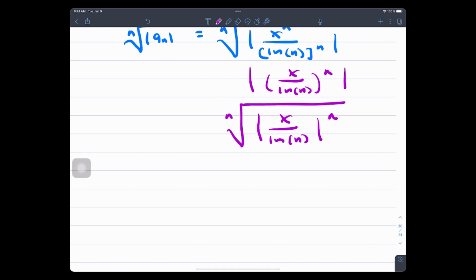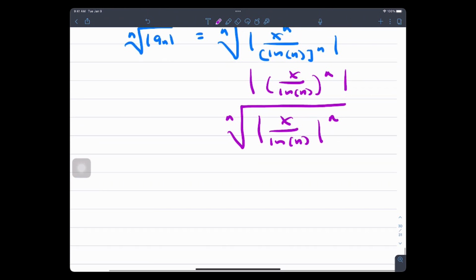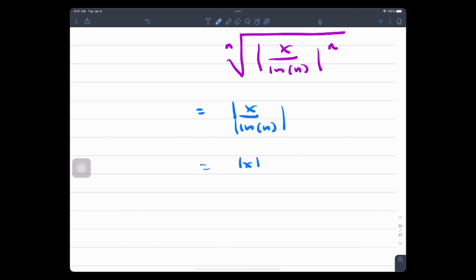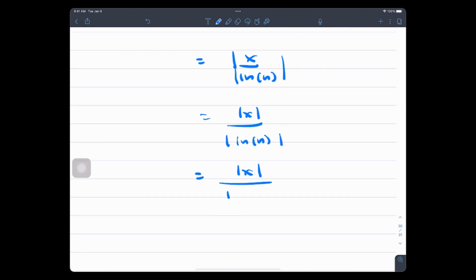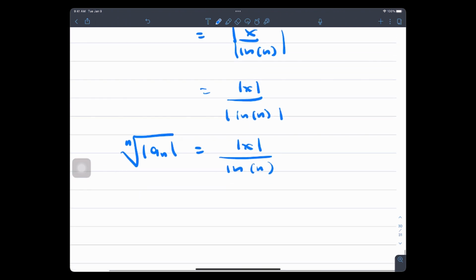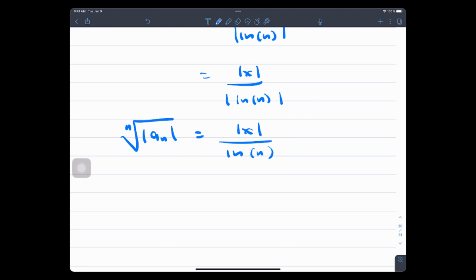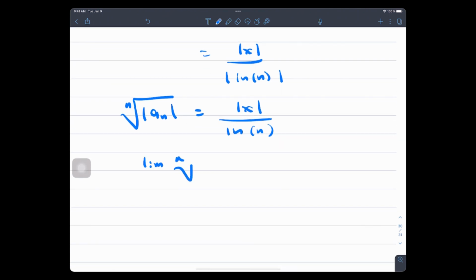And if you say, what if I have the nth root? Well, then that gets rid of my radical. So then this is the absolute value of x over the natural log of n. And by the product rule again, you get the absolute value of x over the absolute value of natural log of n, and n is positive. So this is the absolute value of x over natural log of n. So that whole thing is what you're going to have to take the limit of. So the limit of that absolute value is the limit. I think I've got to tighten this up.